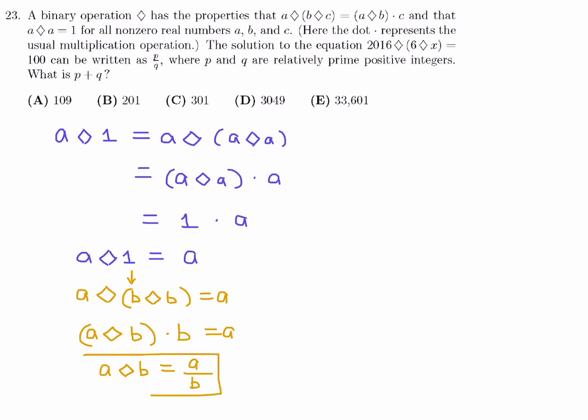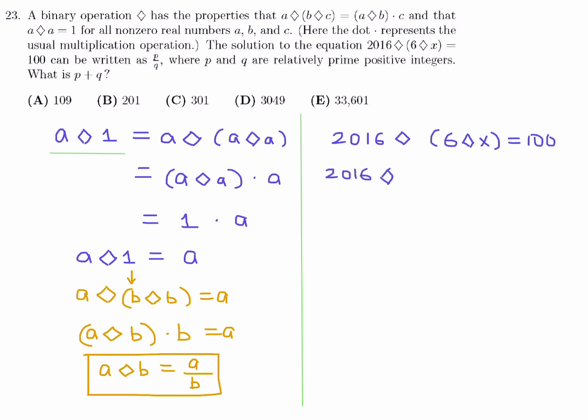And there we go. We just figured out what that binary operation is. So I think that is relatively challenging, considering we have to know that we must start with A diamond 1 to figure all this out. All right, so now that we have the actual operation, we can proceed with this guy right here. That one is 2016 diamond 6 diamond X, and that is equal to 100.